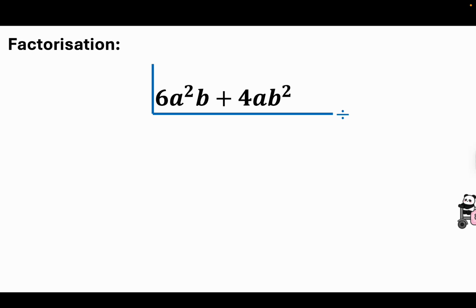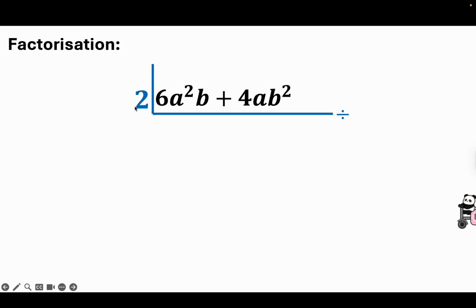We are going to find numbers first, so you look at just the numbers at the front. We have 6 and 4. What common factors do they have? From your prior knowledge, you must know that they can both be divided by 2. Because if you divide 6 by 2, you get 3, and you divide 4 by 2, you get 2. They can evenly be divided by 2.